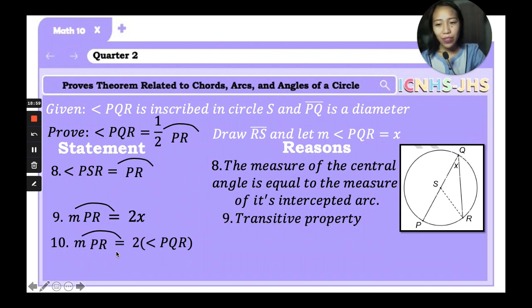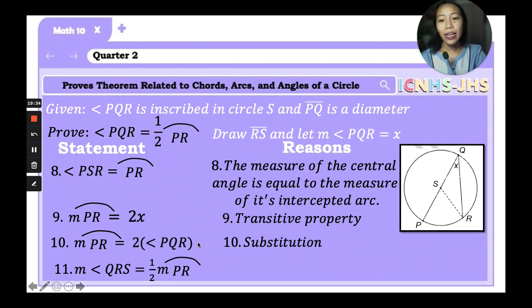And for the 10th statement, substitution. Okay, what did we substitute? It is the value of our x. We know from the previous statement that our x is the angle PQR. So we can substitute that the measure of arc PR is equal to twice the measure of angle PQR.